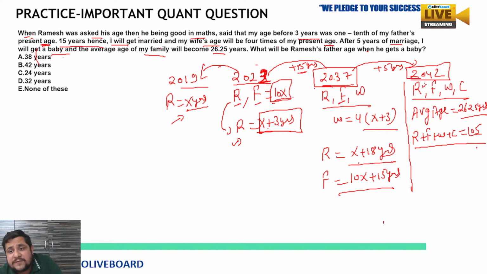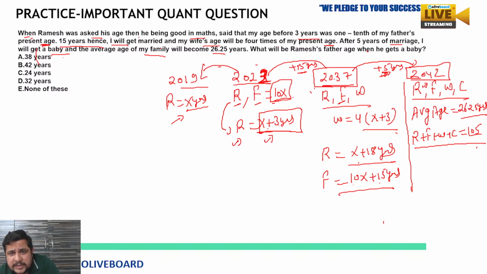Now in 2042, means after 5 years of his marriage. Why do I consider 2042? Because we are just moving into the future. After 15 years from present, then 5 years again we are going forward. Now see, Ramesh's age in 2042, how much? So we can say that 10X plus 15 plus 5, right?